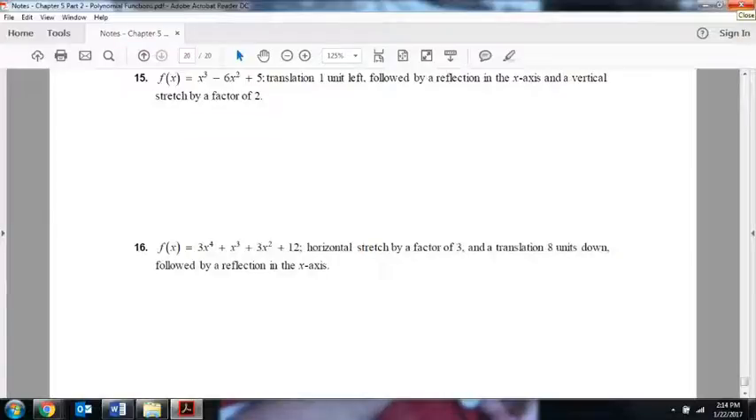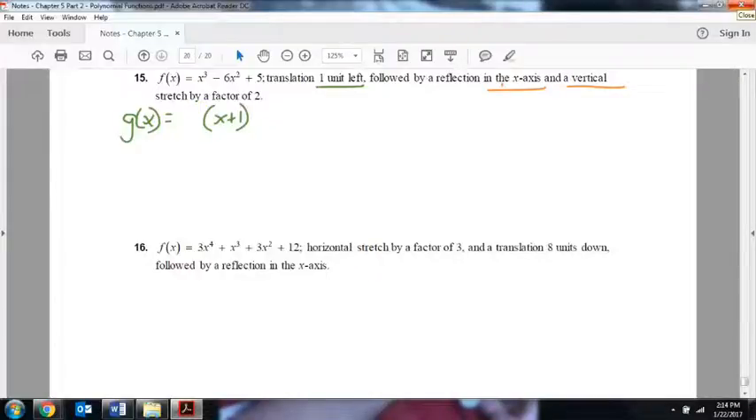They give us the f of x, so let's start off by writing the rule, g of x. We are going to translate 1 unit left, reflection across the x, and a vertical stretch by 2. So I'm going to start off by thinking of the inside ones. Left is an inside, and then reflection across the x is an outside, and a vertical stretch is outside. So the inside, I'm going 1 unit left. So I need to add 1 to my x's, which is going to be a pain.